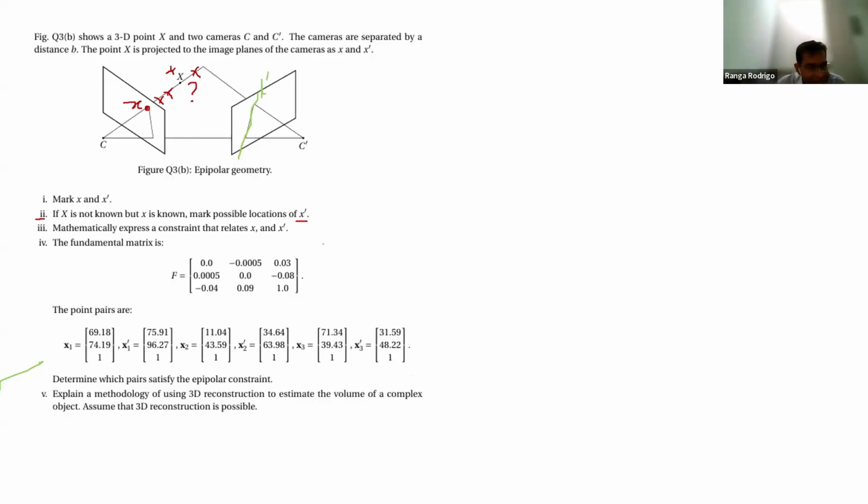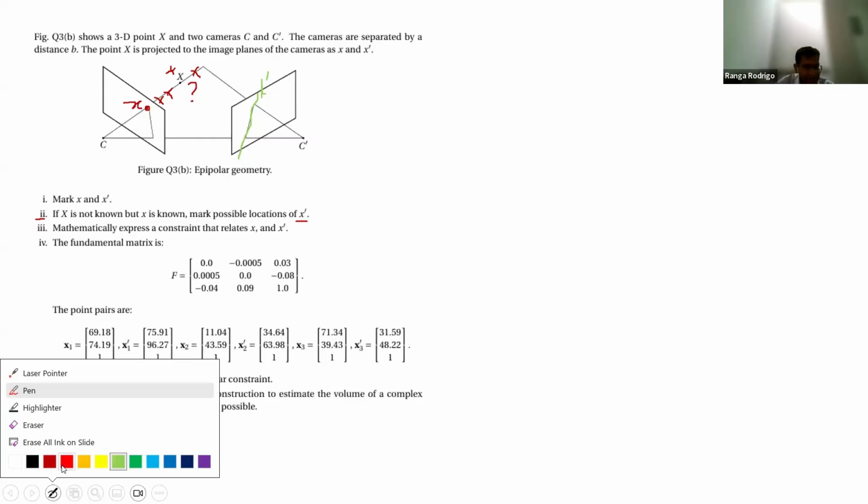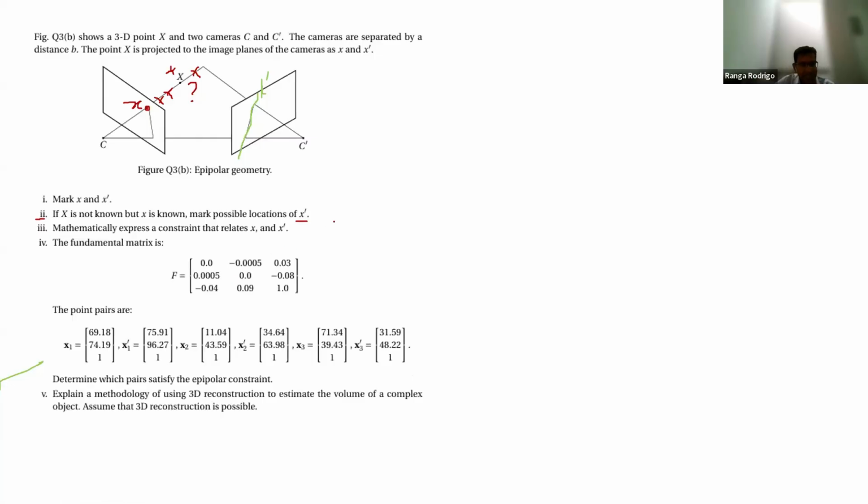Mathematically express the constraint that relates x and x prime. These are cameras, and we have not been told that they are calibrated. So therefore, we have to go for the more general one, that is the fundamental matrix. So the relationship is x prime transpose F x is equal to 0.